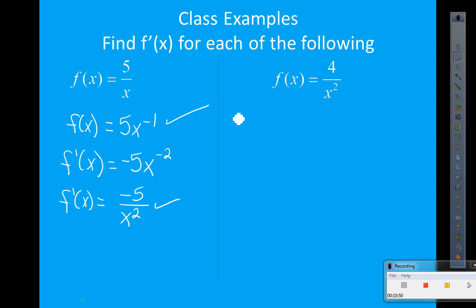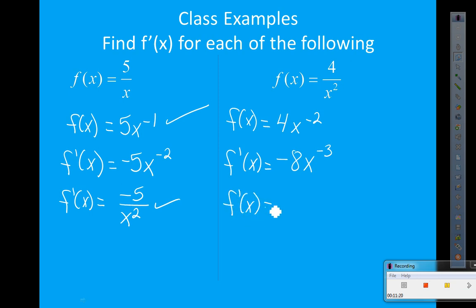Here's your 4 over x squared. I'm going to rewrite this as 4x to the negative second. Now I'm ready to do the derivative. F prime of x is going to be, bring down the negative 2, so I've got negative 8x to the negative 2 minus 1, which is negative 3. That makes my derivative negative 8 over x to the third. Got it. The slope of the tangent line, wherever I want to look, is given by that right there.